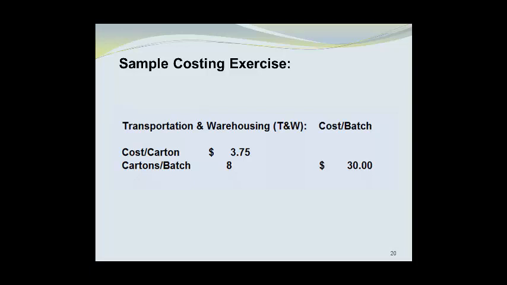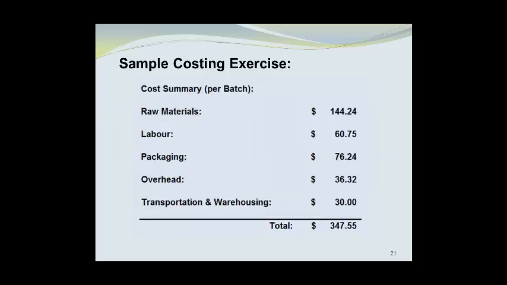We're basing those on a per carton cost of $3.75. There are 8 cartons in each batch at $3.75 each, so the total cost of transportation and warehousing per batch is $30. Now we can add all of these costs up: the raw materials, the labor, the packaging, the overhead, and the transportation and warehousing.